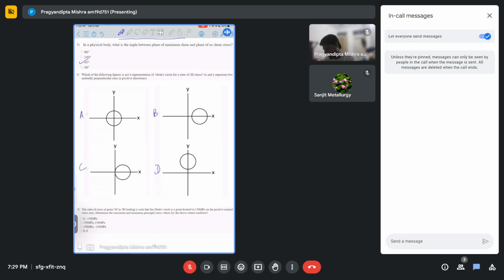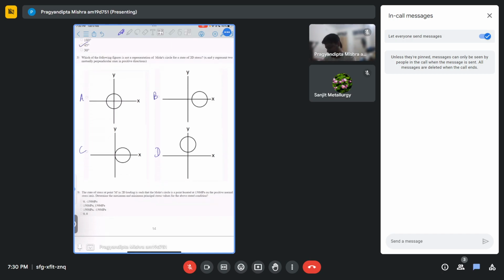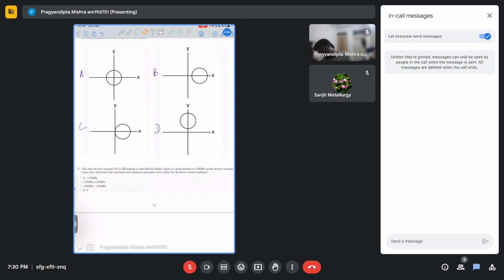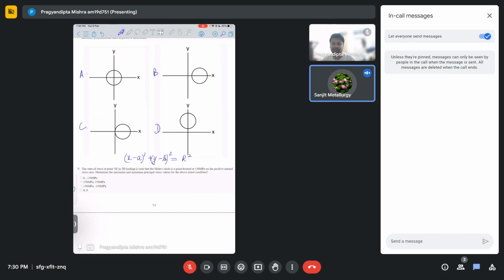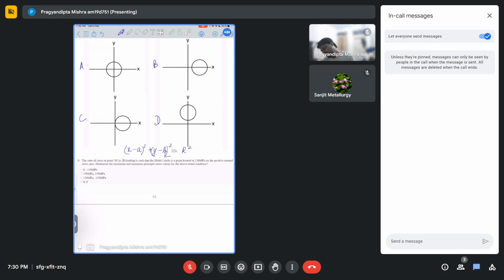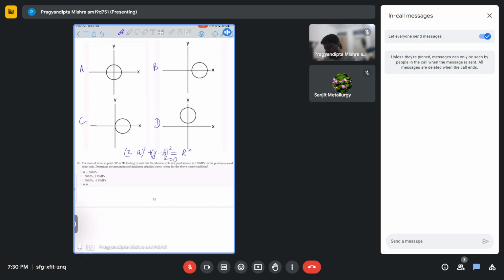If you remember, we had discussed about Mohr circle. What is the one thing that we noted in Mohr circle when we represented it in the form of a circle? We had something like this, right? x minus a the whole square plus y minus b the whole square is equal to r square, right? The general equation for a circle. What did we note in the circle? We noted that b was equal to 0, right? If you remember. Yes sir. So if b is equal to 0, what does that mean?